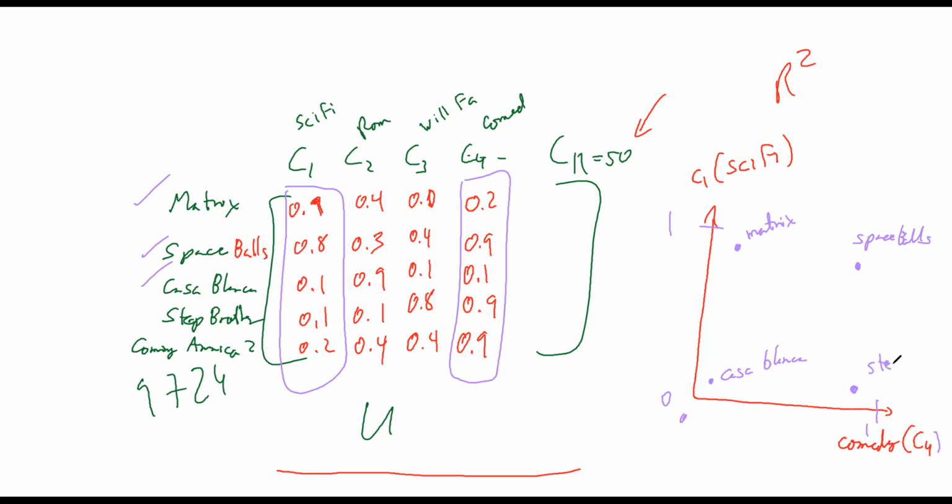So this is Step Brothers. And then Coming to America is 0.2, a little bit higher on the sci-fi for whatever reason, and 0.9, so about there. Now, I only did this for 5 movies. Obviously, there would be more movies.